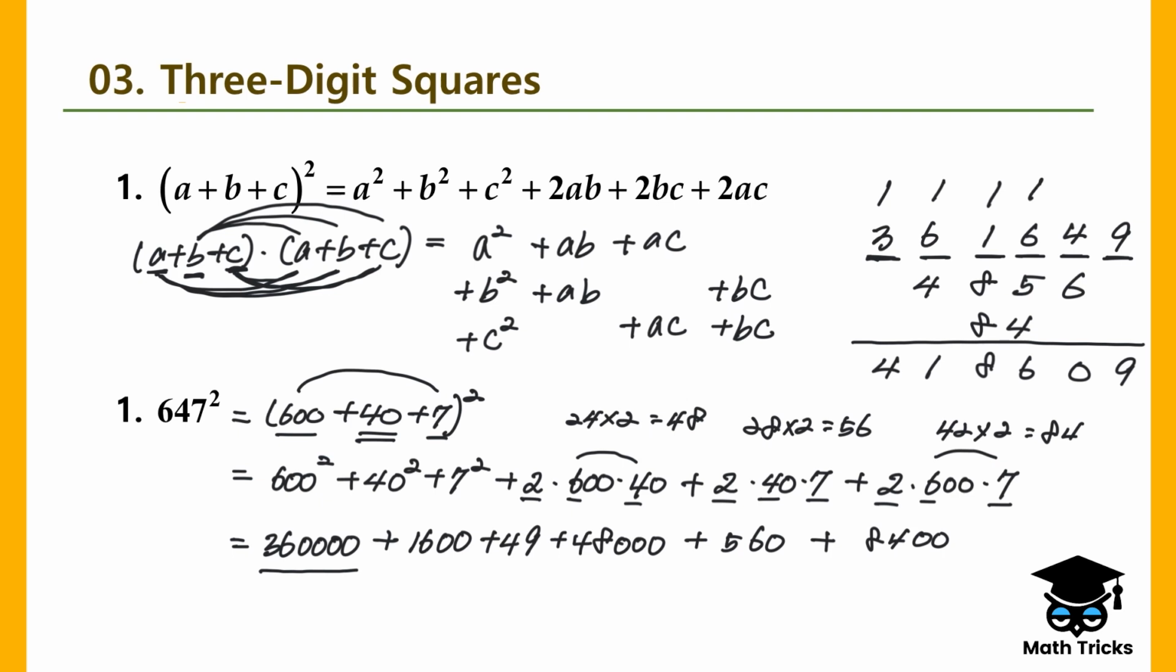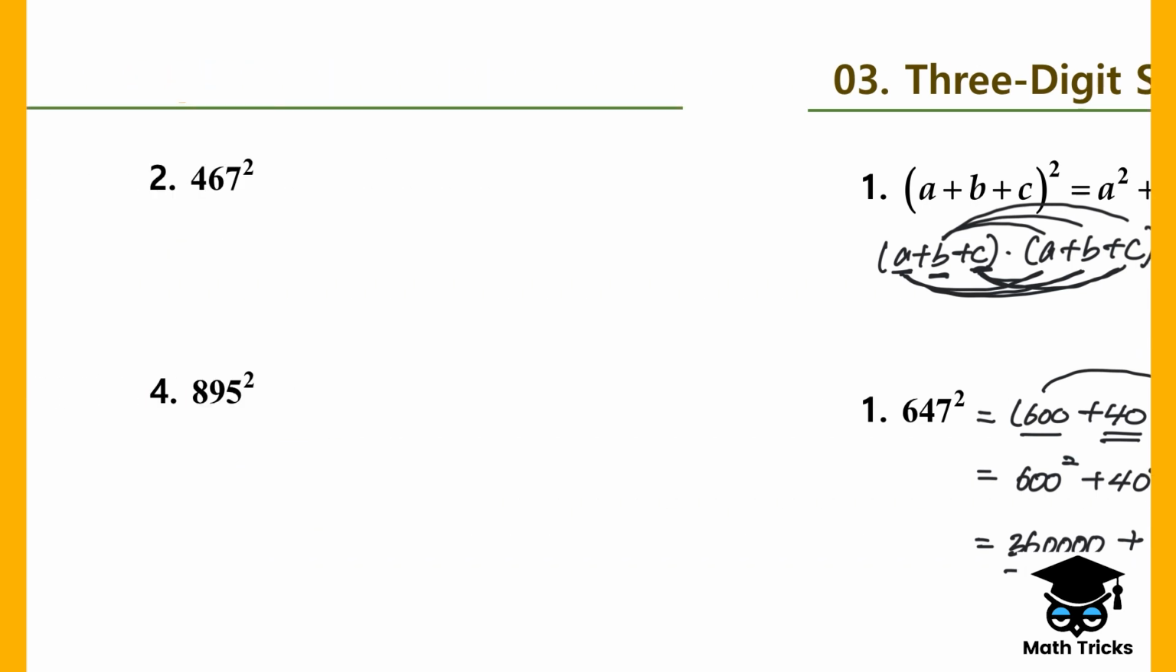So to recap, when we have a 3-digit square like 647 squared, what we have to do is square the first digit, 6 squared, that goes here. 4 squared, 16, that goes here. 7 squared, 49, that goes here. And then 2 times 6 times 4, that goes here. 2 times 4 times 7, that goes here. And 2 times 6 times 7, 84, goes in the middle position right here. And we add all of these numbers vertically. Okay?